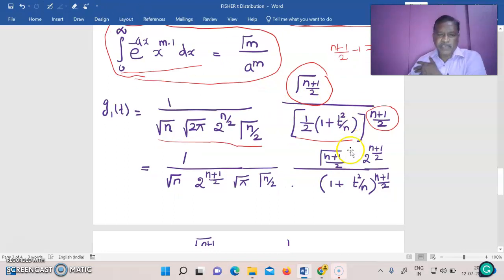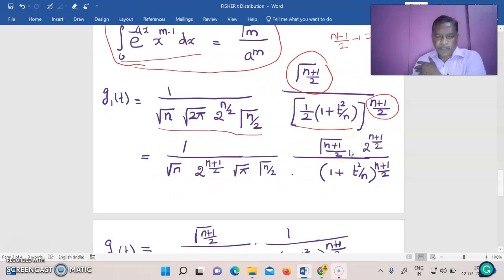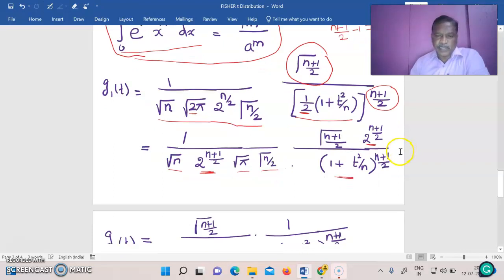Now again we simplify this one. So 1 by root n, 2 power (n plus 1) by 2, root 2 pi, gamma n by 2. This 2 power (n plus 1) by 2 we obtained from root 2, that is 2 power 1 by 2, multiplied with 2 power n by 2. So 2 power (n plus 1) by 2. The remaining terms are as in the previous step. So gamma of (n plus 1) by 2 into 2 power (n plus 1) by 2, which can be taken to the numerator. The remaining denominator is as in the previous step.